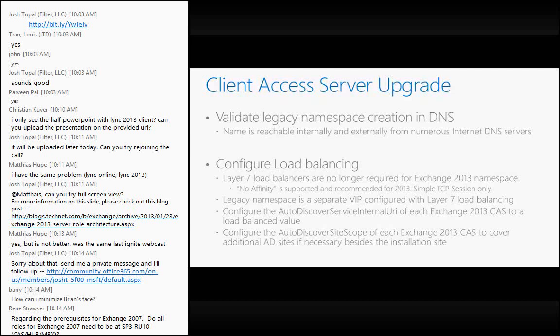Autodiscover, as mentioned on the previous slide: we want to make sure that your SCP URL, the Autodiscover service internal URI, for all of your 2013 CAS has been configured to a load balanced value, so it is no longer the fully qualified domain name of the server. And if you need to, configure the Autodiscover site scope for all of your 2013 CAS to make sure they cover all of the user sites in Active Directory that have users appropriate for your deployment.